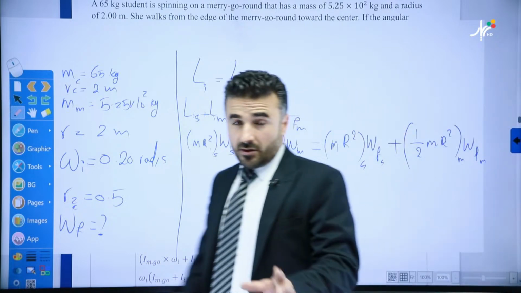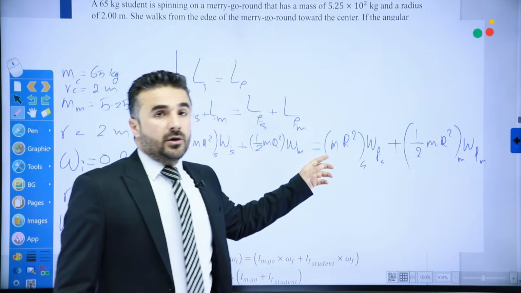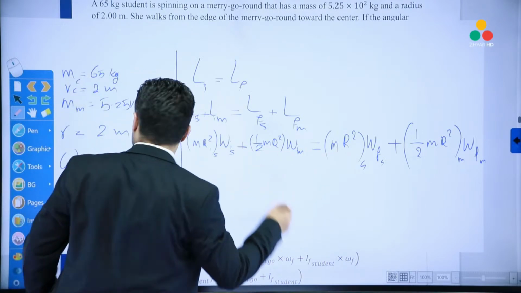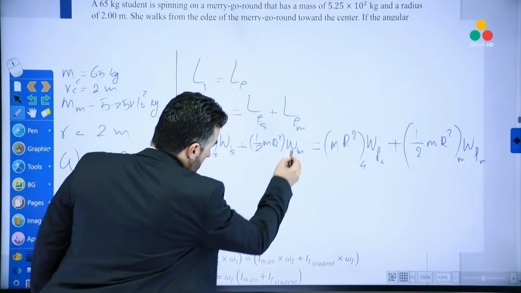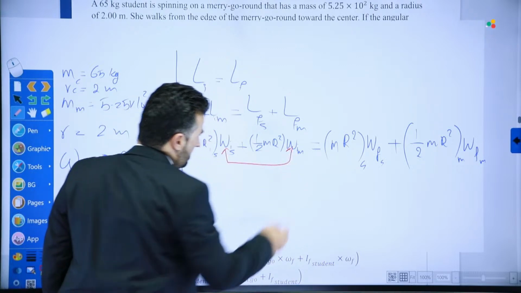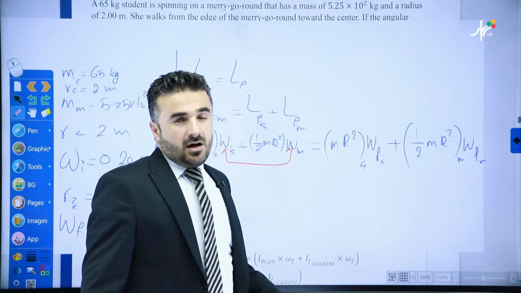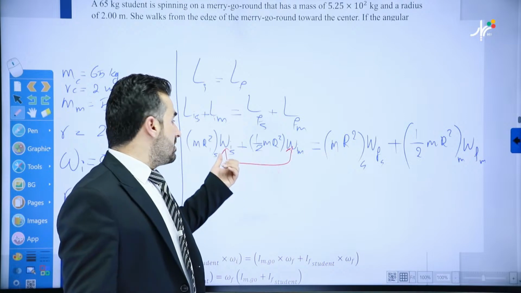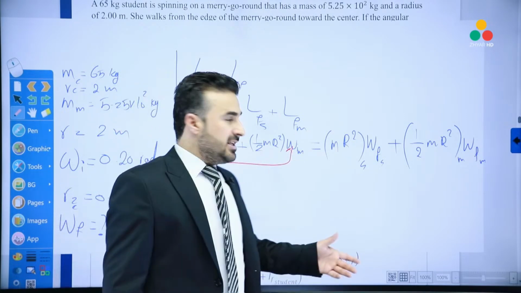But take a look here, there's one thing I want you to know. Because the child and the merry-go-round are moving together, can I say they both have the same angular momentum? Not the same angular momentum, the same angular speed. Because the child is being rotated on the merry-go-round. So in this case, both the child and the merry-go-round are moving with the same angular speed.